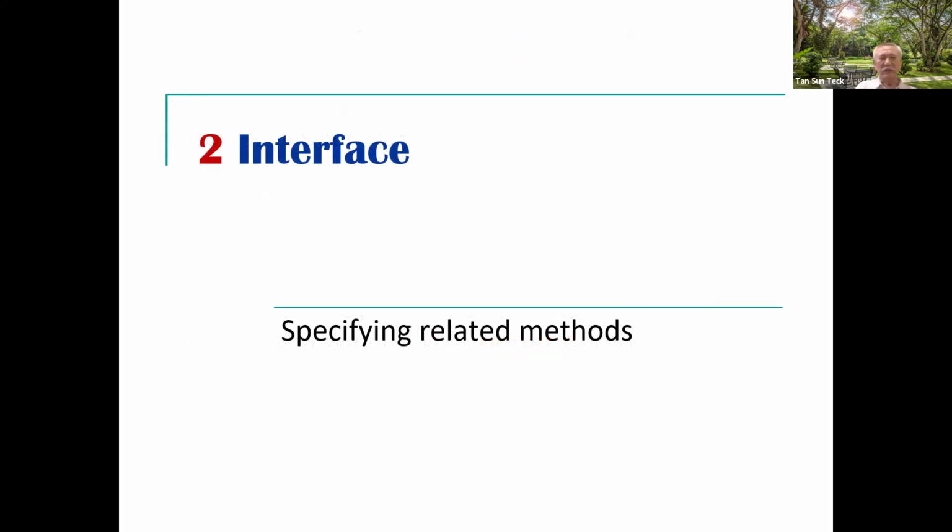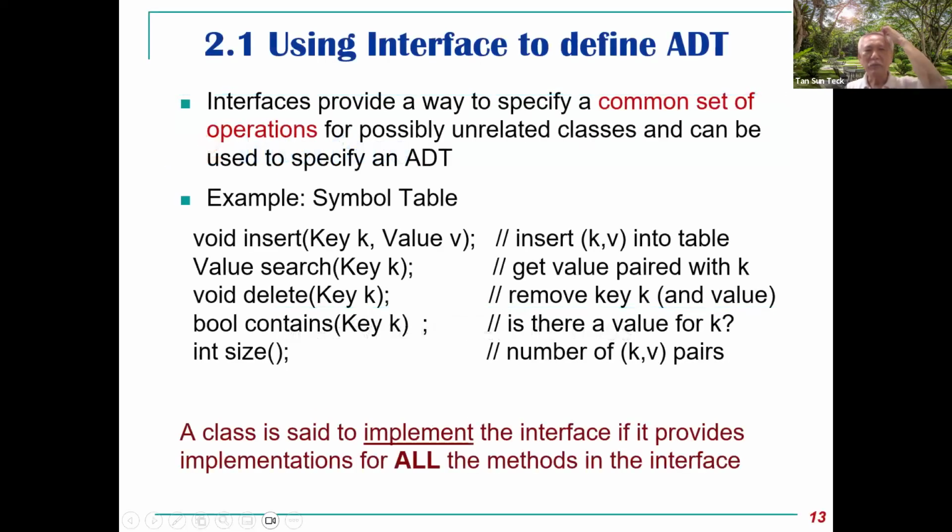We mentioned interfaces, which inform the programmer what the operations are that you can do, and specify what data or parameters you have to provide in order to use those functions and methods. This is how you specify the usage of all these functions or methods. So we say that to specify related methods, we use an interface. Interfaces provide a way to specify a common set of operations for possibly unrelated classes and can be used to specify an ADT.